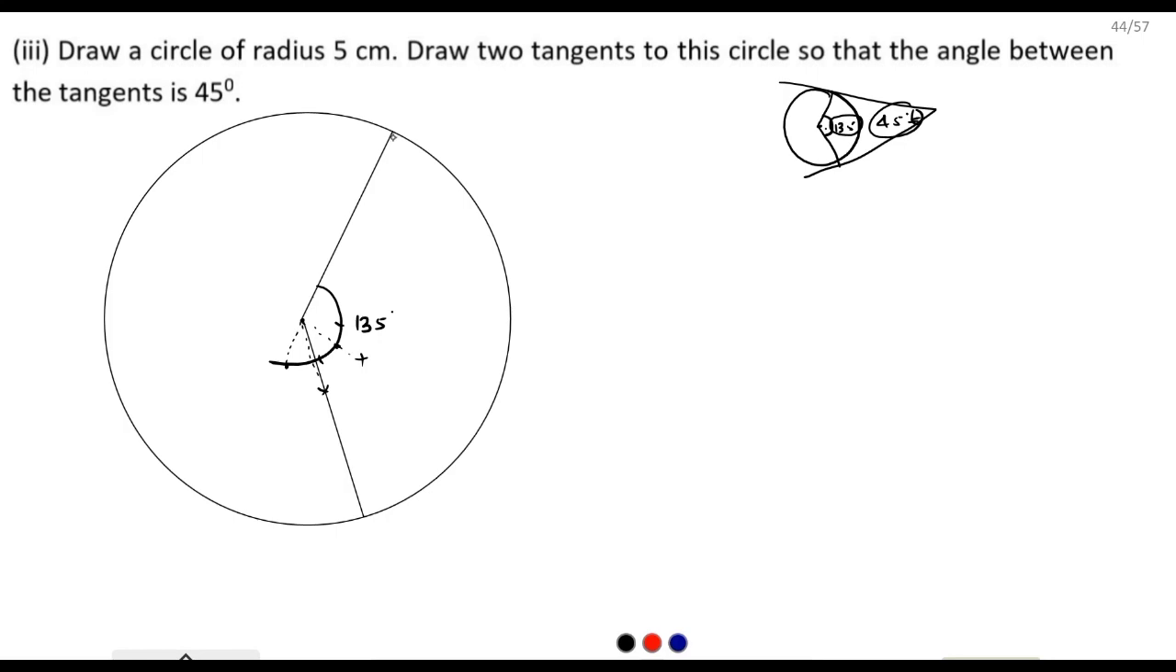Now we have to draw two tangents. First from this point, second from this point. For this, make 90-degree angle at this point and make 90-degree angle at this point.